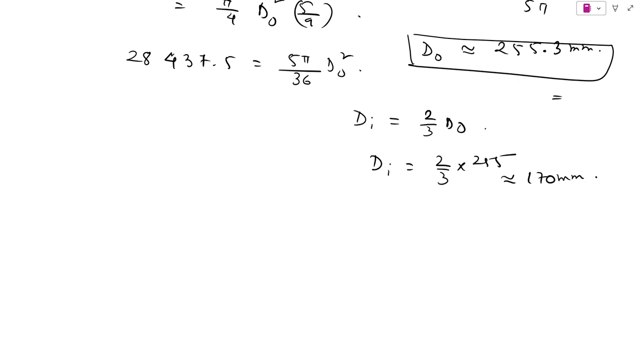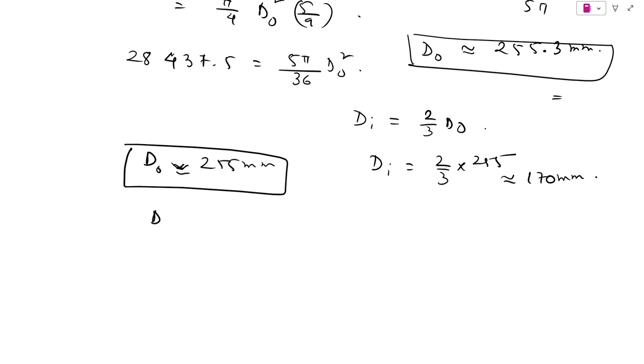So d0 is near about 255 and inner diameter di is near about 170. So this is the final answer for this question.